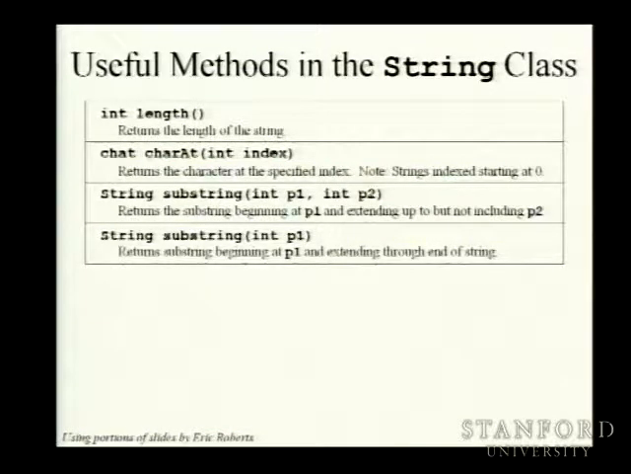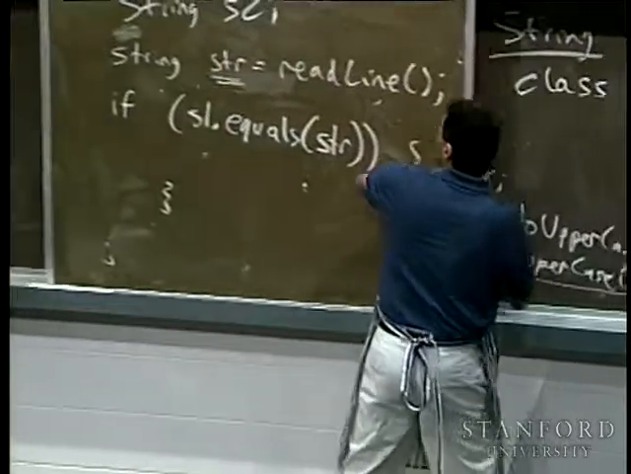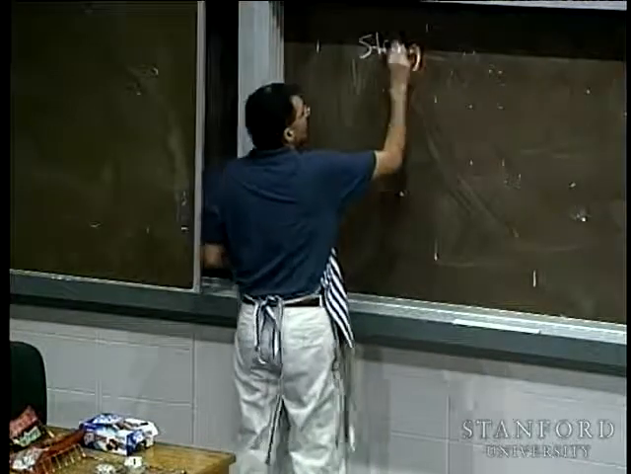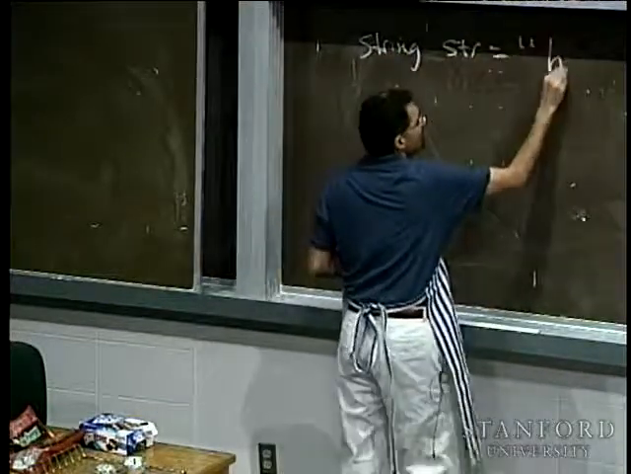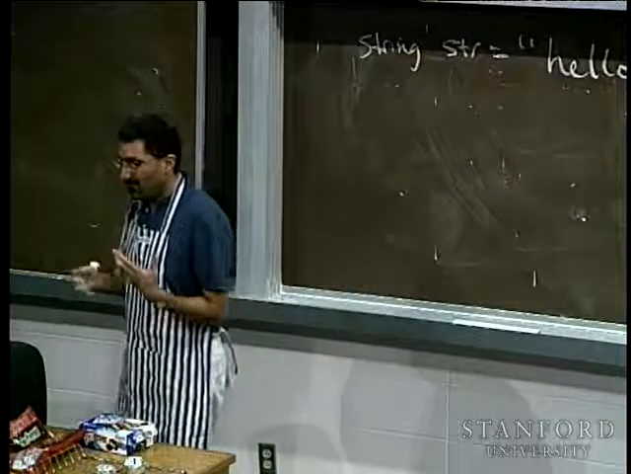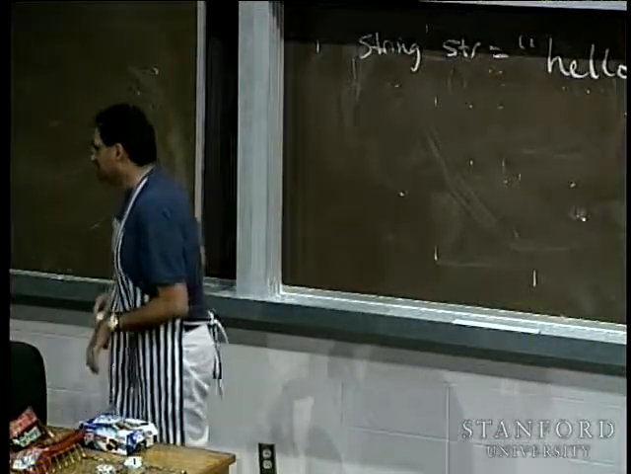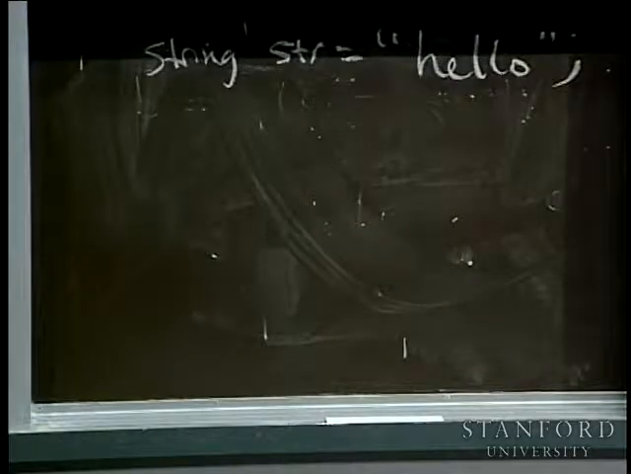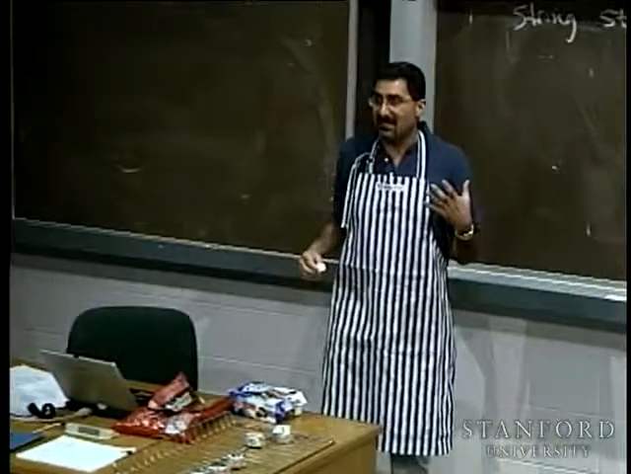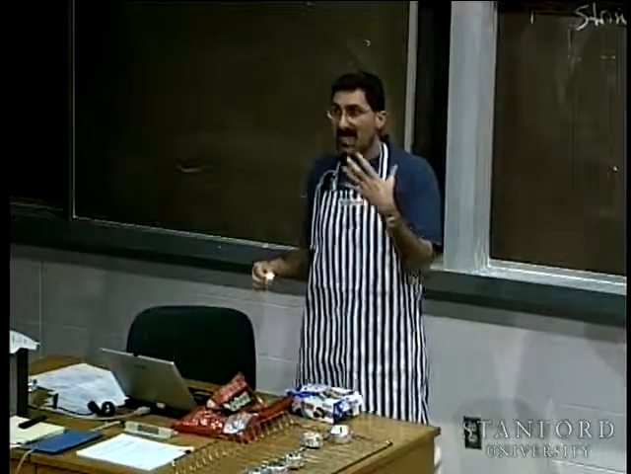Like remember our friend hello, where at some point we want to say, oh, I'll just slide this over. Where we have some string, which I'll call str, which maybe is set to hello. What the substring method actually does is it says, give me back a piece of yourself. And the piece of yourself is determined by some indices p1 and p2. p1 is the beginning index of the substring you want to get. p2 is the end of the substring you want to get, but not counting p2. So it's exclusive of p2.